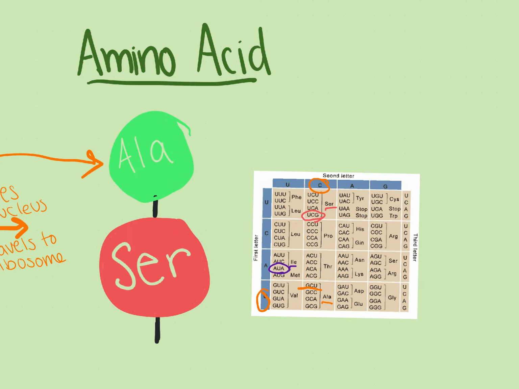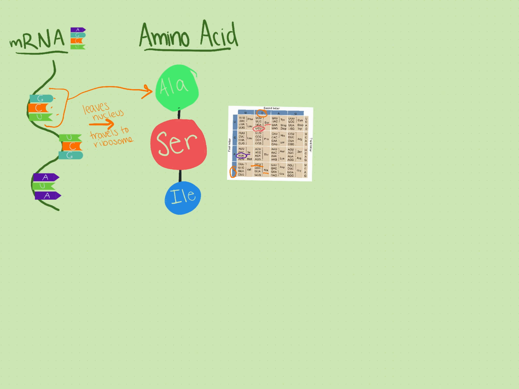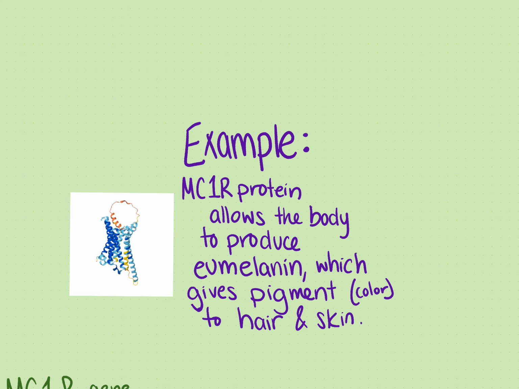That translates to ILE. So then that would become our final amino acid on our chain. Proteins are actually much longer than only 3 amino acids, but just for this example, we're looking at it as if this were only 3 amino acids long.